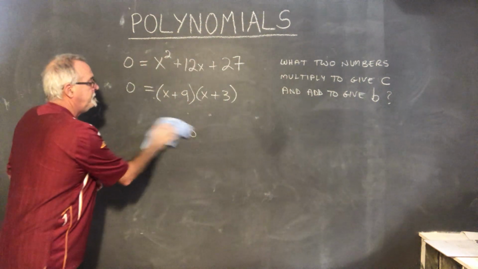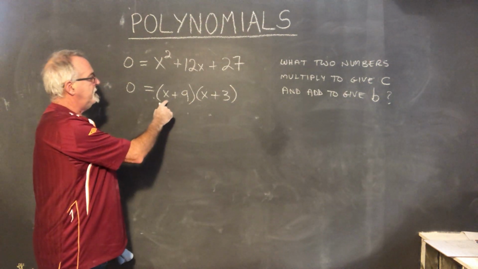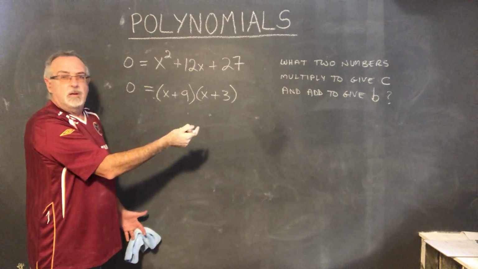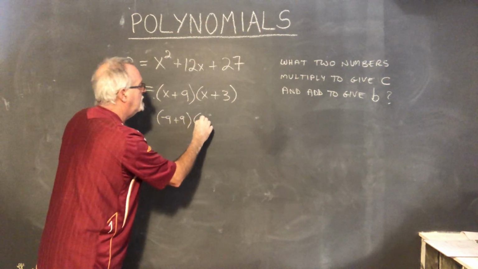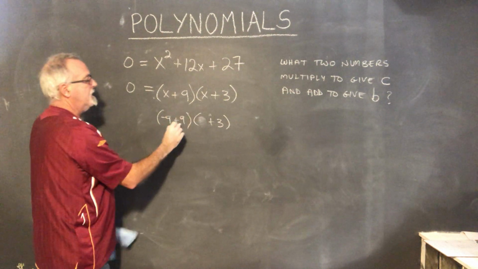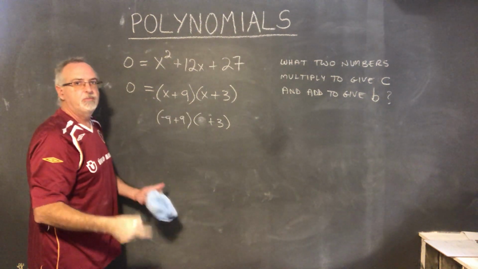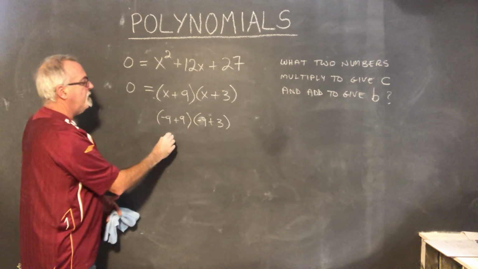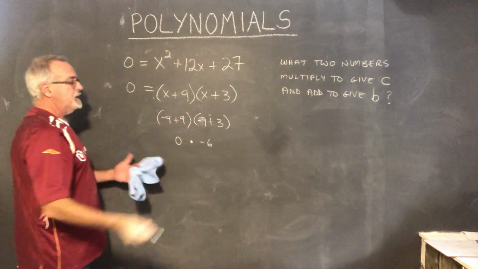Okay, so two things multiply to give 0. One of them is 0. So how do we make one of these be equal to 0? We can say, well, if x is negative 9, negative 9 plus 9 is 0. Let's try it. Oh no, I can't just leave that as an x. I said x is negative 9, so the two x's that I'm showing here have to both represent the same number. So negative there. Negative 9 plus 9 is 0, and negative 9 plus 3 is negative 6. And 0 times negative 6, of course, is 0.